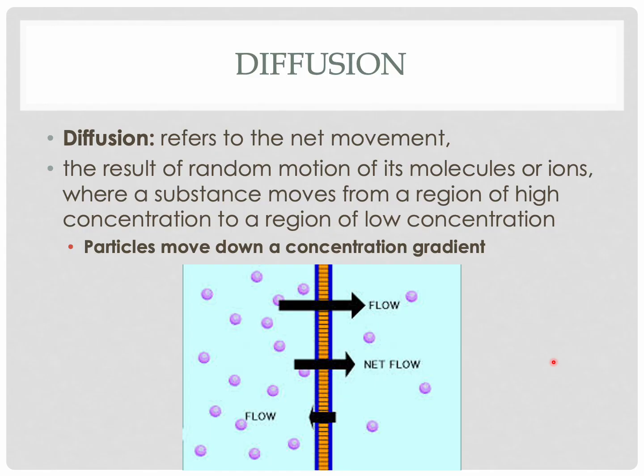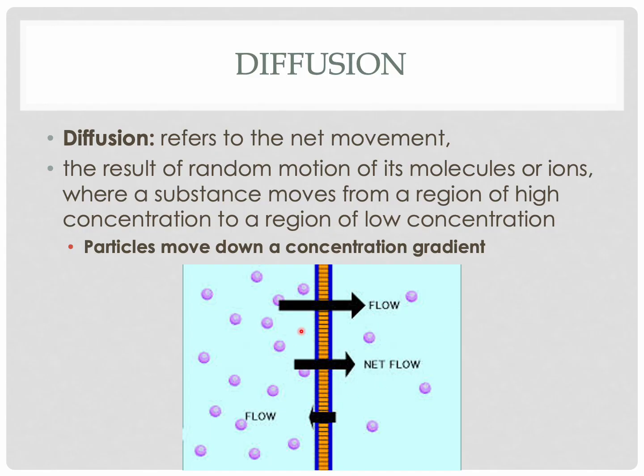Diffusion refers to the net movement, the result of random motion of molecules or ions. With diffusion, the particles are going to go from an area of high concentration. Notice there's more particles on the left side than there are on the right side. Substances are going to diffuse from high concentration to a low concentration. This is what's known as a movement down the concentration gradient.